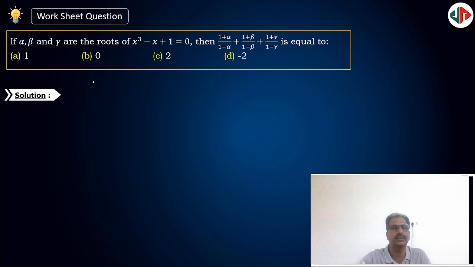Next, alpha, beta, gamma are the roots of x cube minus x plus 1 equal to 0. Then find the sum of 1 plus alpha by 1 minus alpha and so on. Let y be equal to 1 plus alpha by 1 minus alpha. This is looking like the sum of roots of an equation. Now let us find that equation first. Let one of the roots be y. Do cross multiplication.